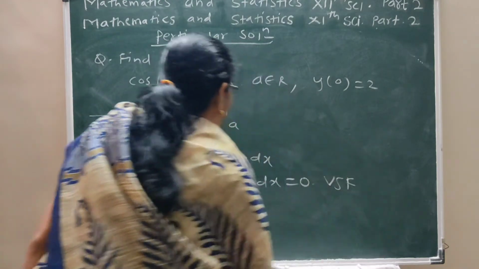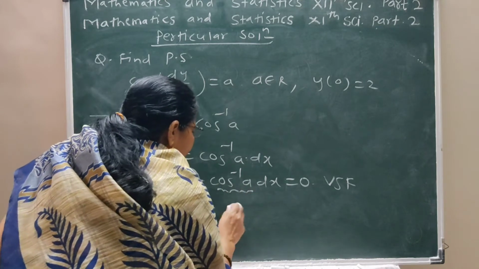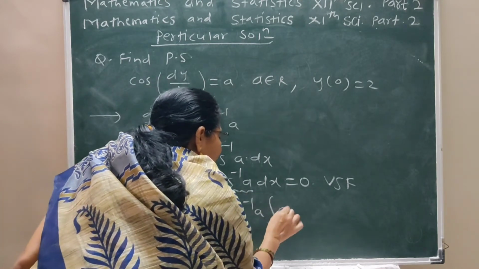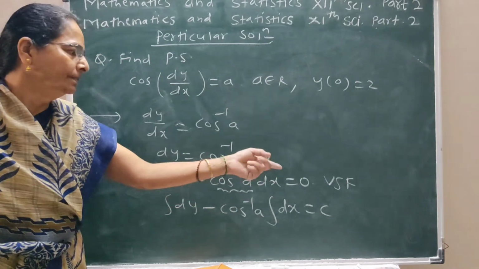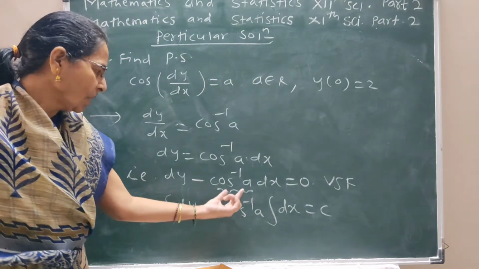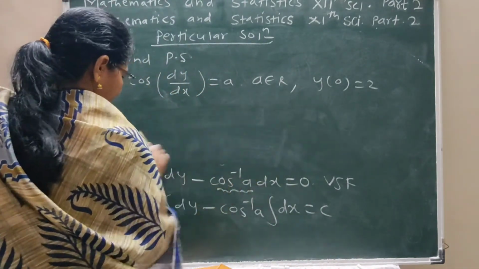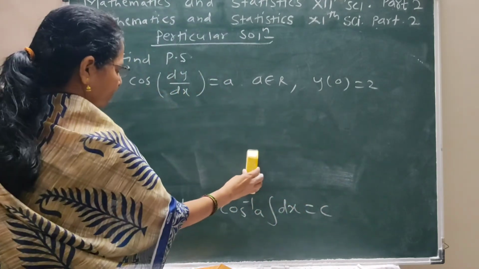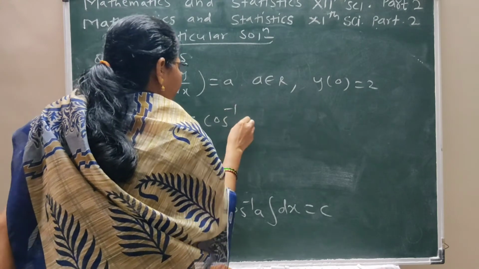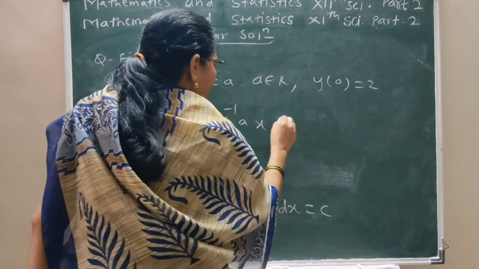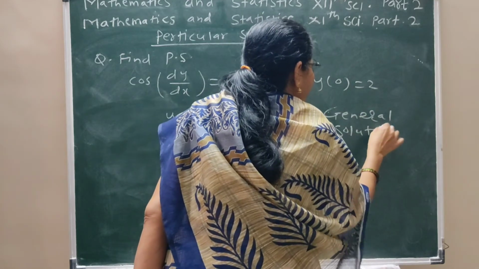This is variable separable form, so take integration. This is a constant term, so cos inverse a goes outside the integration: integration of dy minus cos inverse a integration of dx equal to c. Integration of dy is y, integration of dx is x, so y minus cos inverse a times x is equal to c. Now this is the general solution.